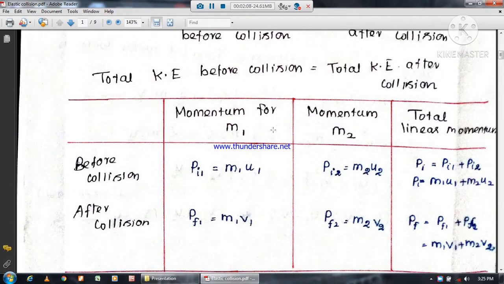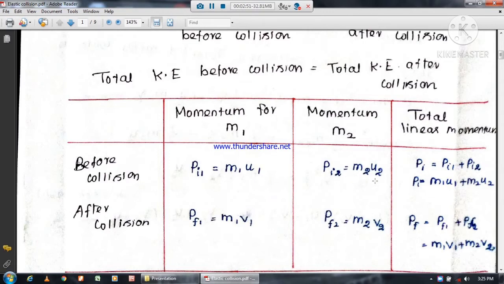Okay, first the momentum for mass m1 before collision is, we know that momentum is equal to mass into velocity, p is equal to mv. Here before collision for mass m1 the momentum is pi1, where i is the initial, right? pi1 is equal to m1 u1. m1 is the mass of the first body and u1 is the initial velocity of the first body, and mass of the second body is m2 and initial velocity is u2. So the momentum pi2 is equal to m2 u2.